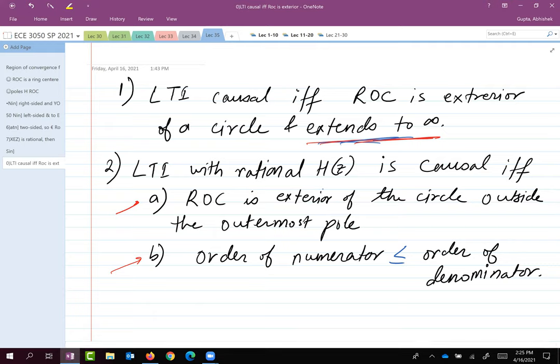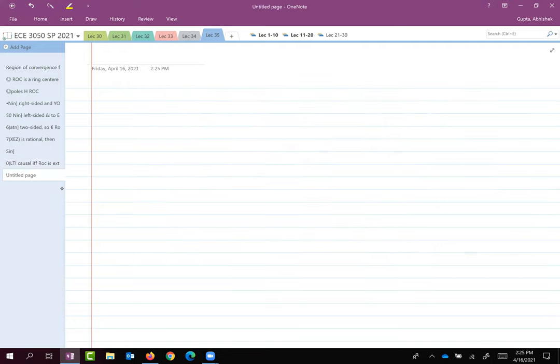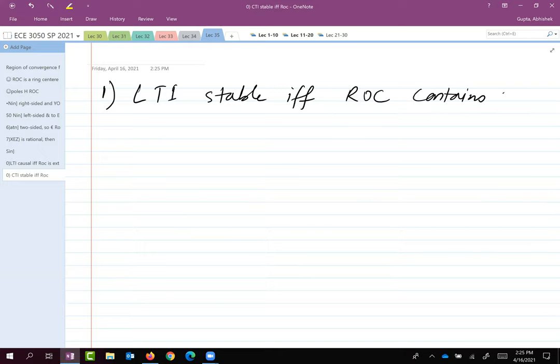So what we have learned in this case is that by looking at the region of convergence, it's actually easy to infer whether the LTI system is causal or not. Now, we'll see that the same thing holds for stability as well. So the first result for stability: LTI is stable if and only if ROC contains the unit circle.